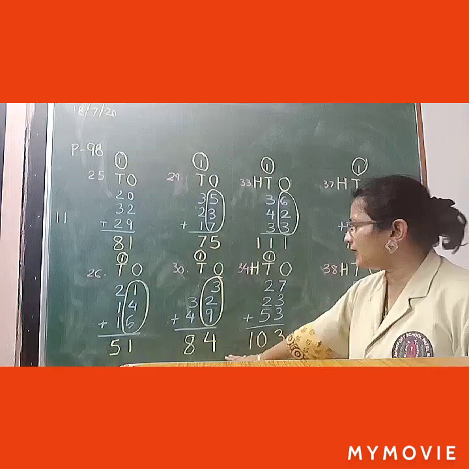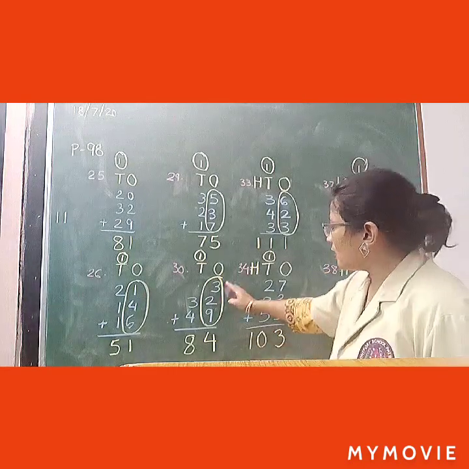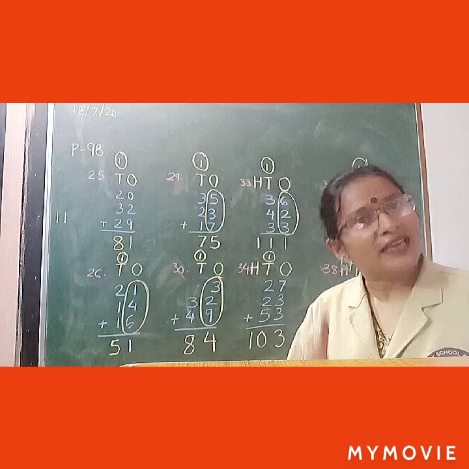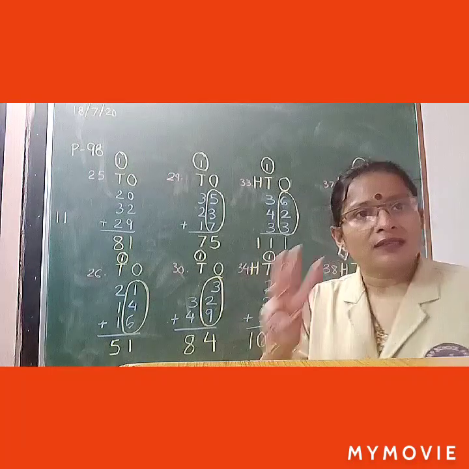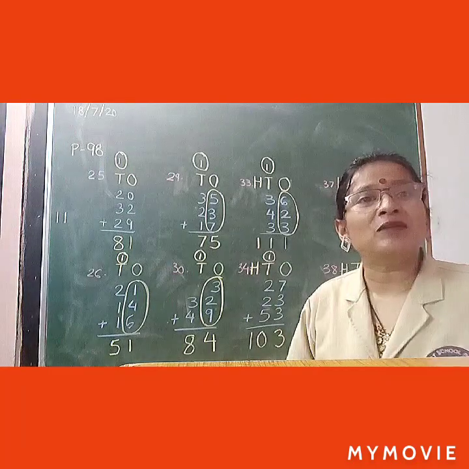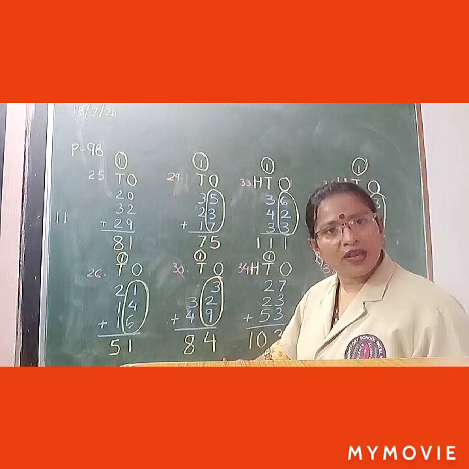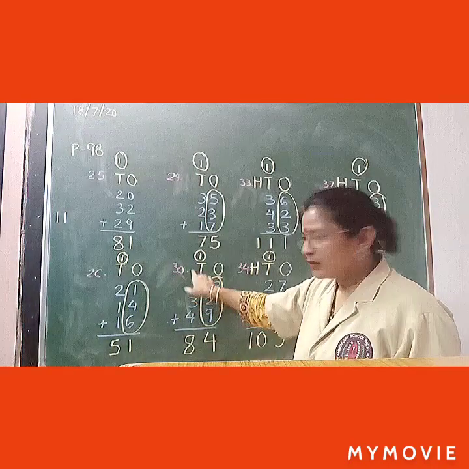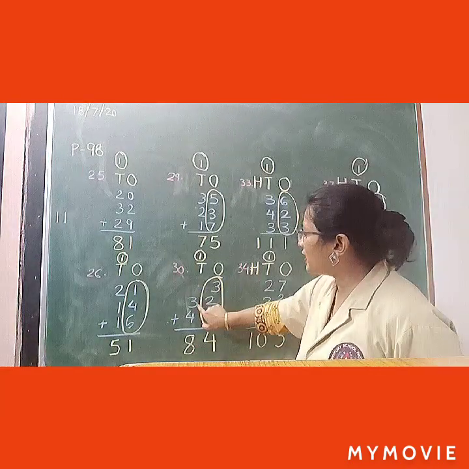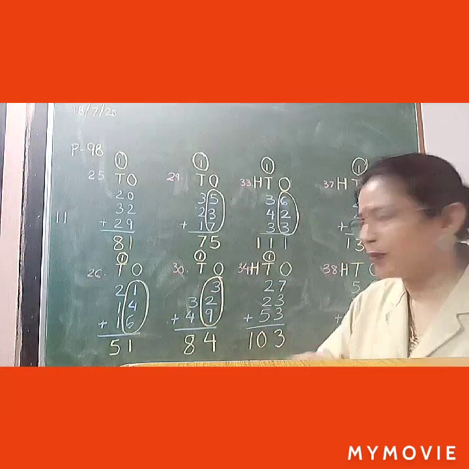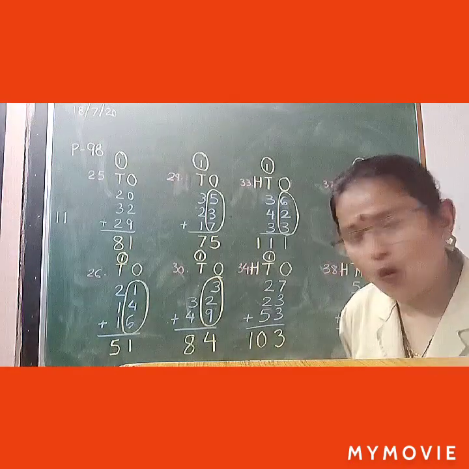Now come to the next sum. 9 plus 2 plus 3. 9 plus 2 will be 10, 11. 11 plus 3 will be 12, 13, 14. So you will write 4 here and 1 will be carried. So 4 plus 4. Here 3 plus 1 will be 4. 4 plus 4 will be 8. So the answer is 84.